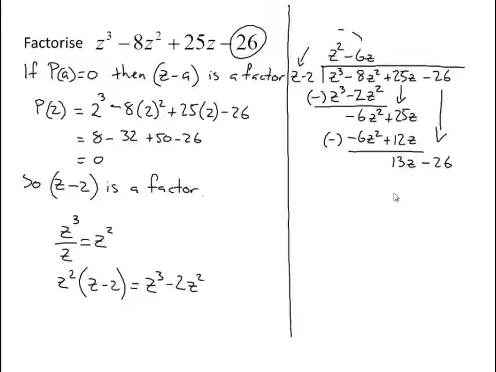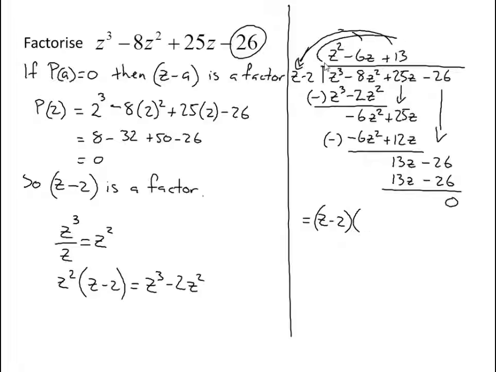How many z's go into 13z? The answer is 13. 13 times z minus 2, we multiply out here again. 13z minus 26. And we end up with a remainder of 0. So that's telling me that my factors are z minus 2 and whatever we got here for our answer, z squared minus 6z plus 13.